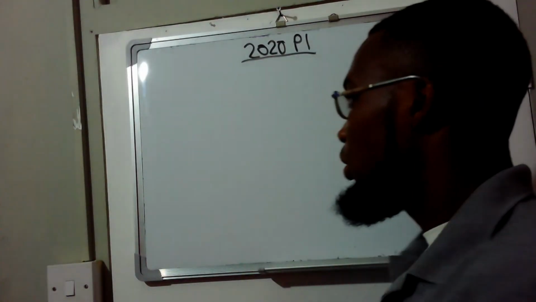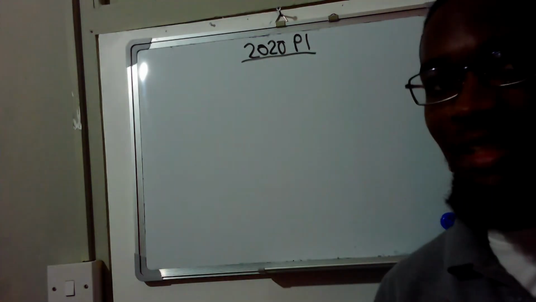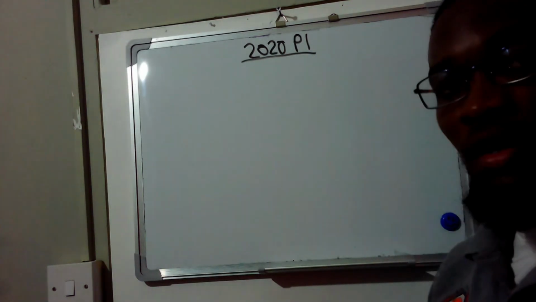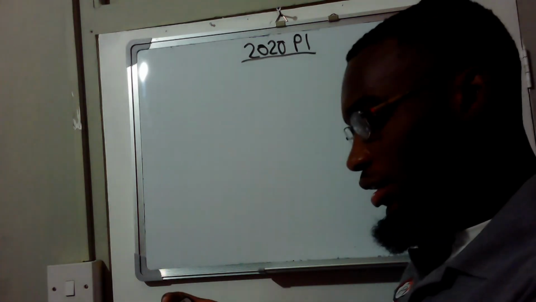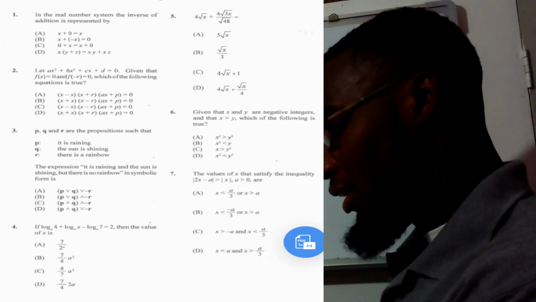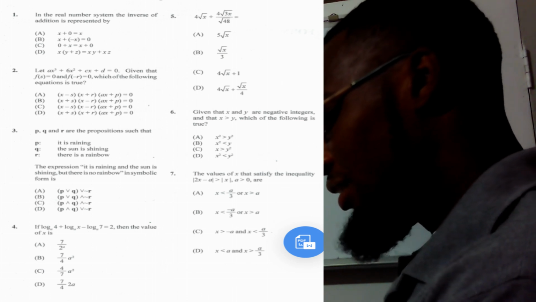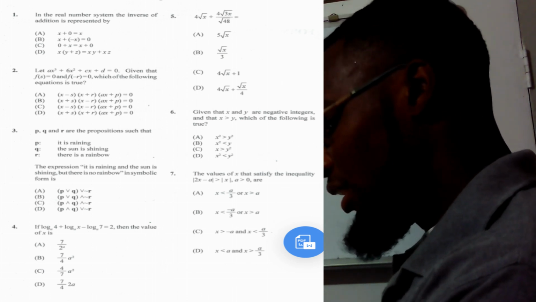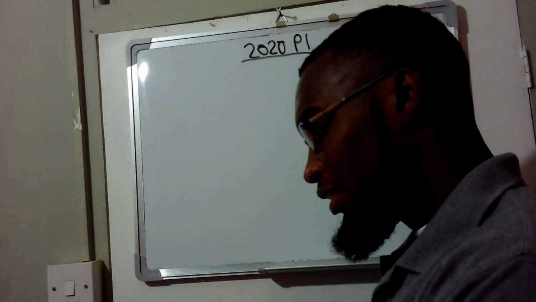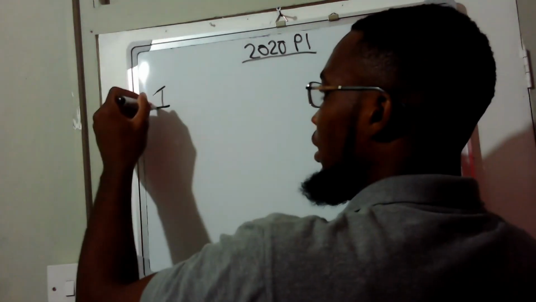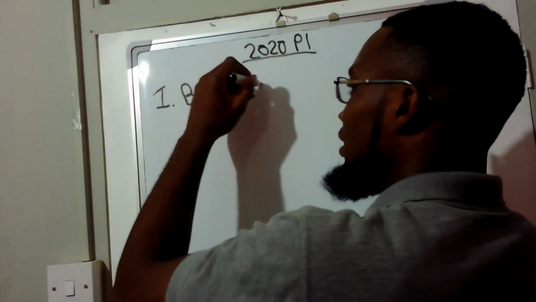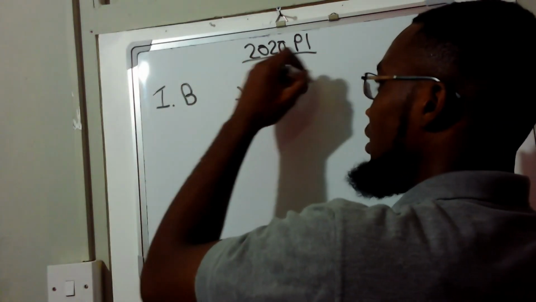Alright, today we're going to be doing the 2020 paper 1. The first question is a big repeat. It says, in the real number system, what is the inverse of x? Which one represents inverse? Number 1 is B, the one where we say x plus minus x equals 0.